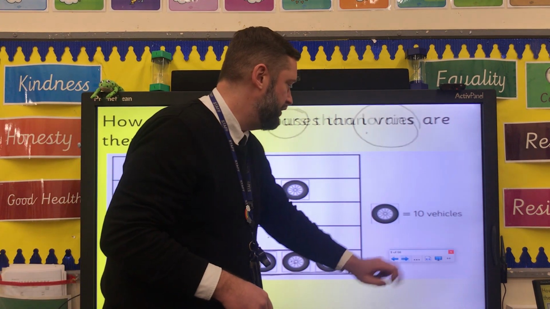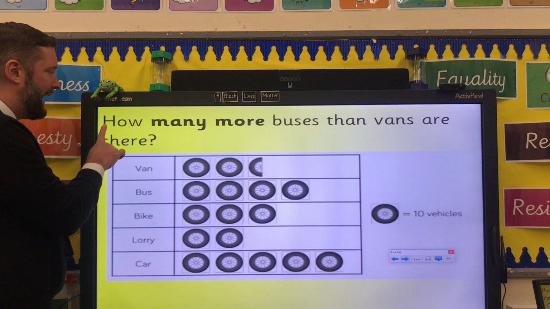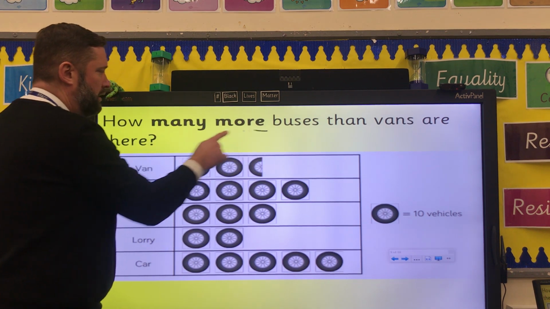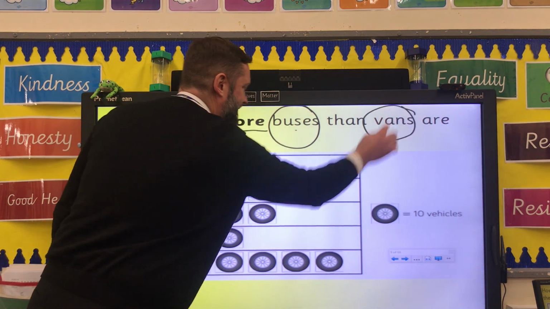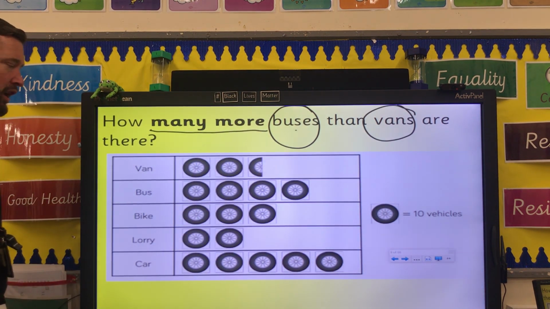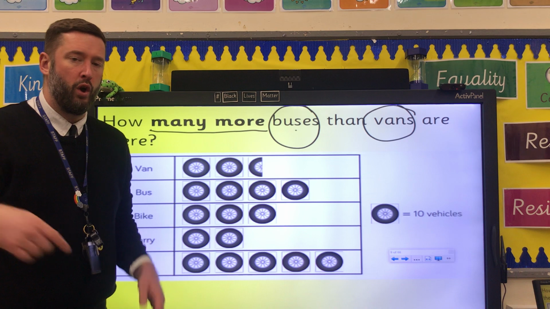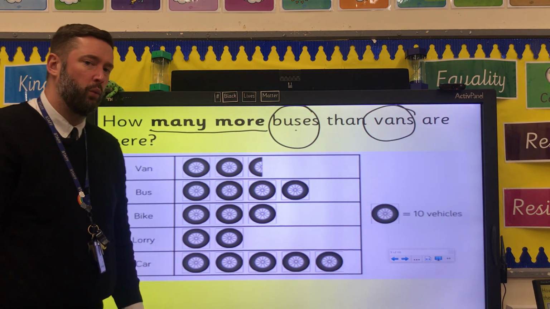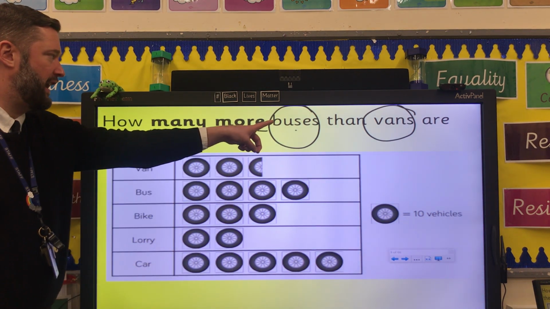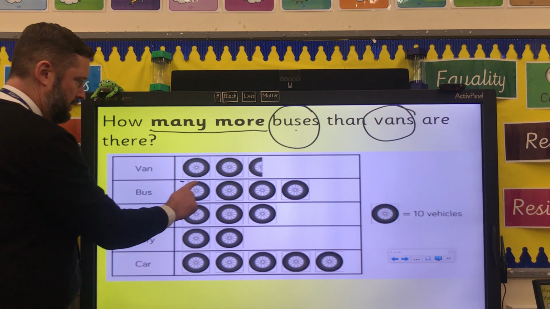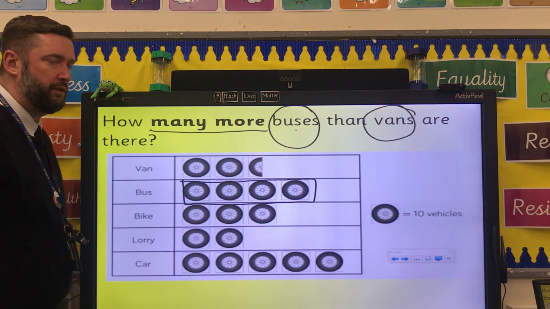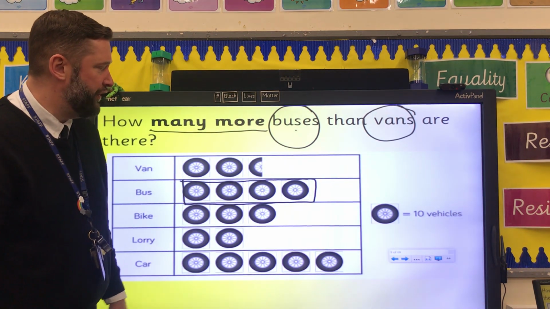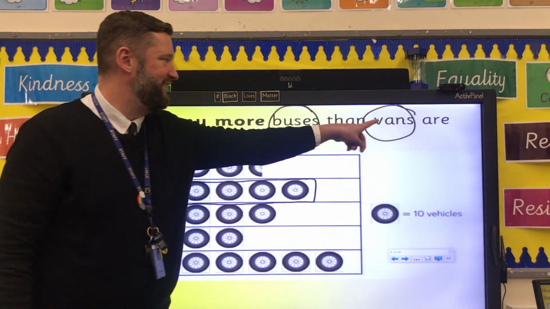Okay, I've got another one of these. How many more buses than vans are there? So, shout out. I'm going to draw my bar around which row? That's right, buses. I'm going to draw my bar around which other row? Vans.